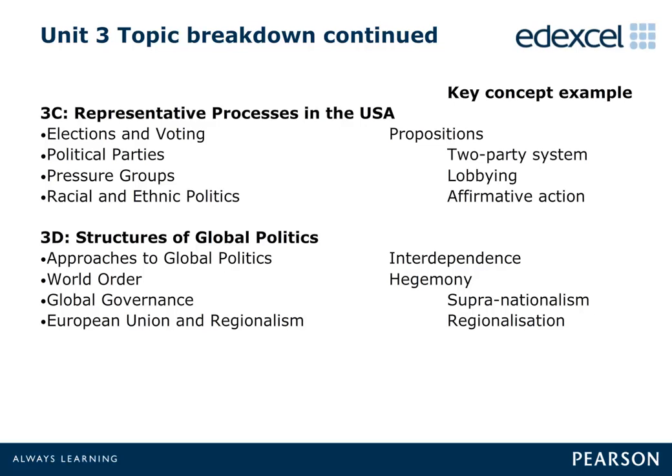And continuing here with Route C, 4 aspects of the representative processes of the USA, and for Route D, 4 aspects of global political structures. Again, you can also see examples of key concepts.